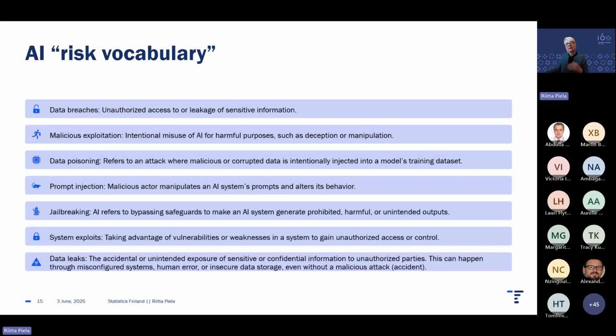I go through now the main classes of the AI risk classification I have made. On the risk side they use a vocabulary that may sometimes be a little bit strange. For example, prompt injection is where a malicious actor manipulates an AI system's prompts and that alters the model's behavior. And jailbreaking refers to bypassing safeguards to make an AI system generate prohibited and unintended outputs, and so on. If somebody wants to check more about this vocabulary, this presentation will be shared.